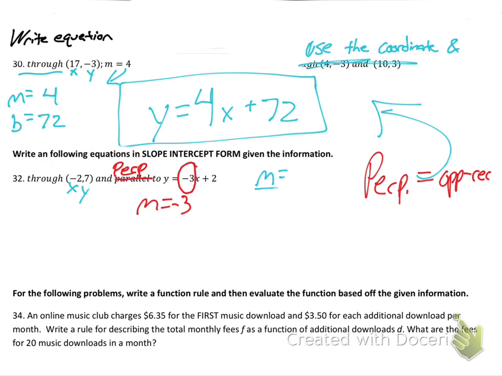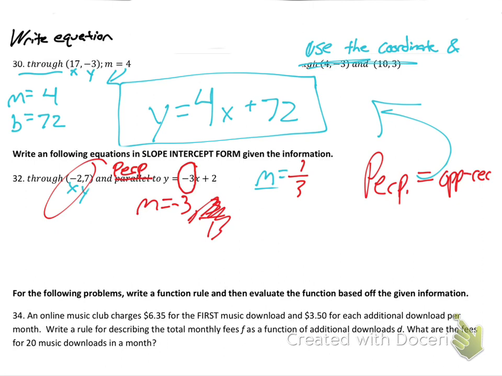So the opposite of -3 is 3, right? And then the reciprocal, if you have 3, any number is always over 1. So a reciprocal is just flipping that. So it went from a -3 to a positive 1/3. Then you just use that, and then your x and your y, plug it in, and you would have your b. Put those two in the equation, and you're done.